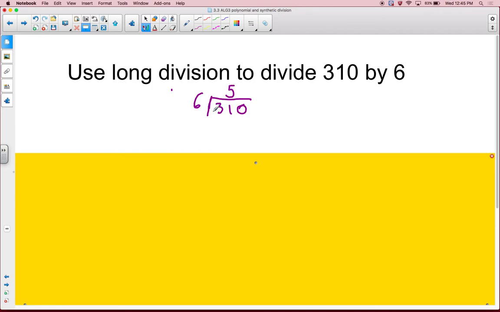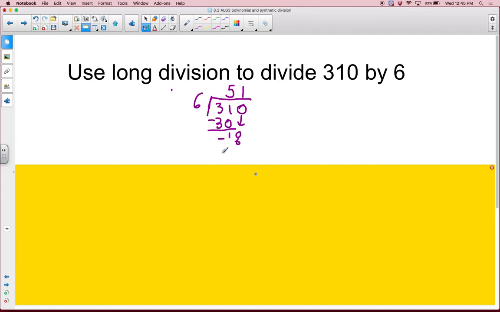And then I multiply. I go 5 times 6. That will give me a 30. I subtract that. 31 minus 30 is a 1. I bring down the 0. 6 goes into 10 one time. 1 times 6 is a 6. Subtract that. And we get 10 minus 6 is a 4. This is our remainder. Right? That's our remainder. This up top here is your quotient. That's our quotient here. Okay?